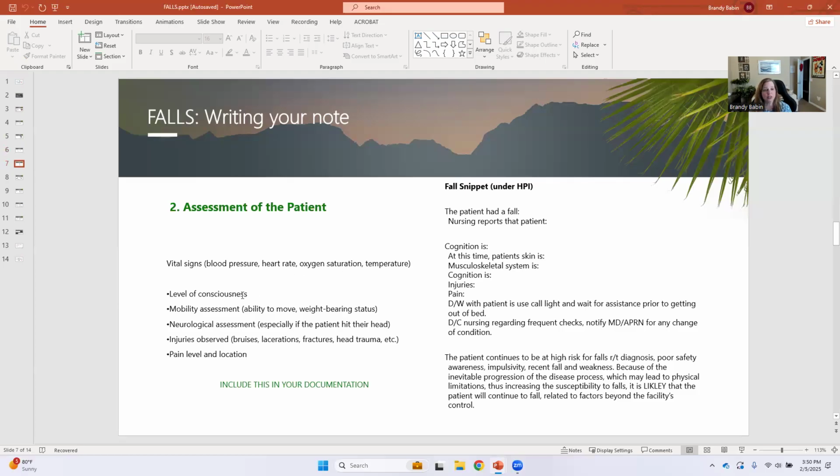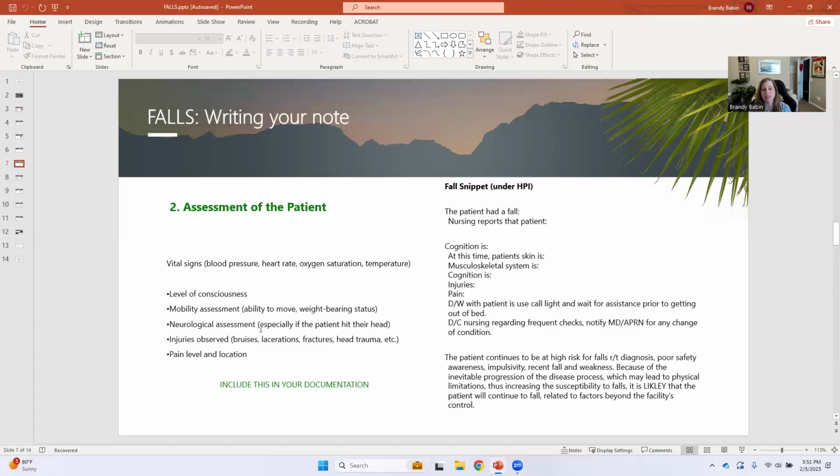Level of consciousness, when we're getting to the assessment, the mobility, so the ability to move, to bear weight. You can put range of motion within normal limits if it is. If they've got external rotation, document that. If they have hemiparesis, you can put range of motion within normal limits for patient, WNL. So it's within normal limits, but not really. It is for the patient because they have the hemiparesis.